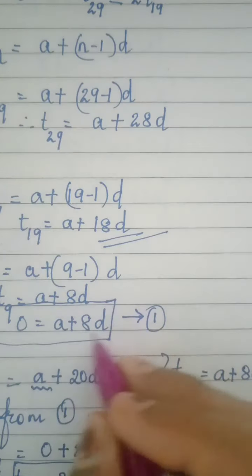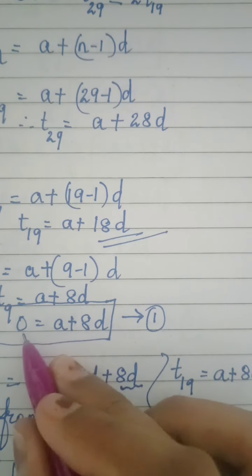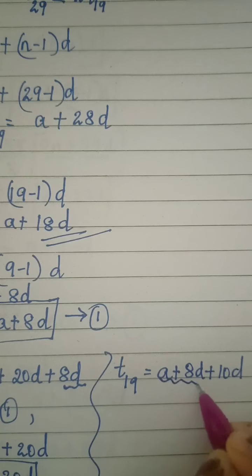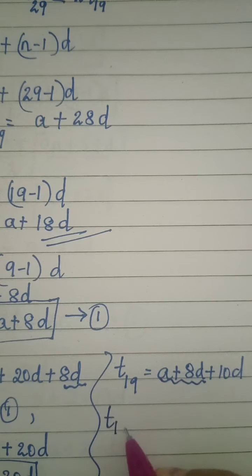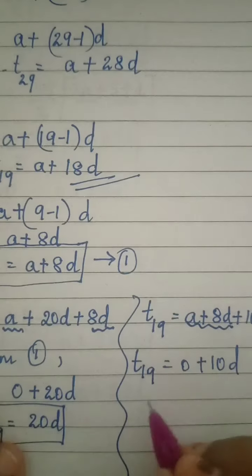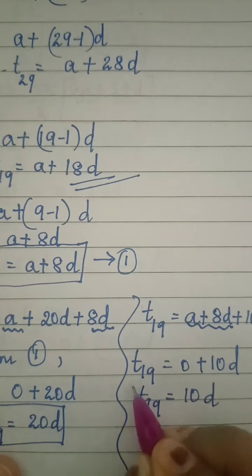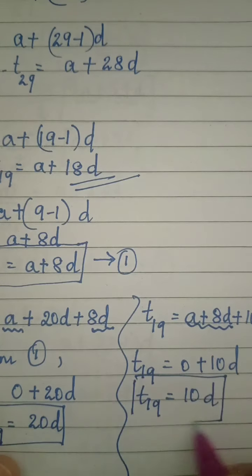We know what we have highlighted. A plus 8D is how much, children? 0. So A plus 8D is 0. So T19 is equal to 0 plus 10D. T19 is equal to 10D. Put it in a box.